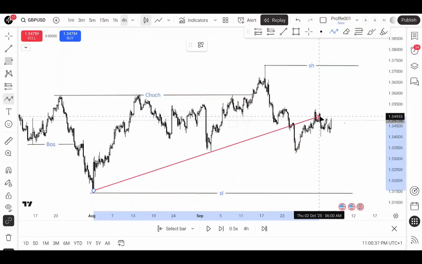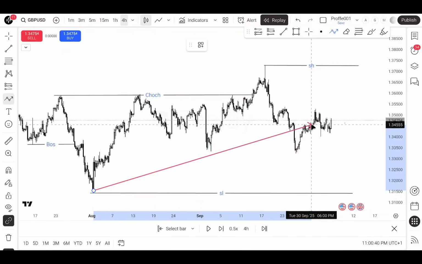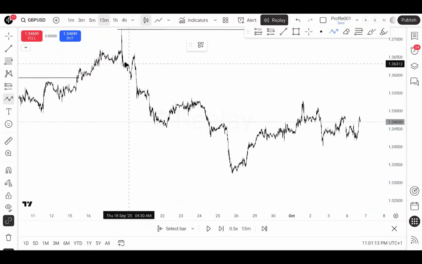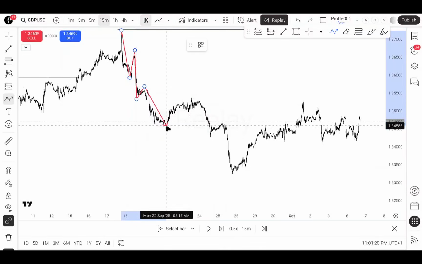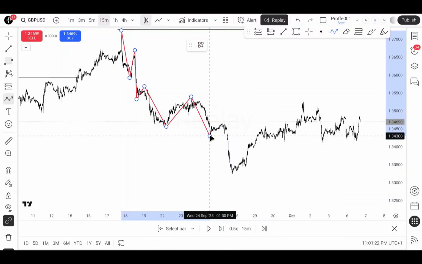Let's go deep into the 15-minute time frame and then study the structures and study how these structures are going to help us take trades. After having this high, we begin to have lower lows here. Begin to have lower prices.